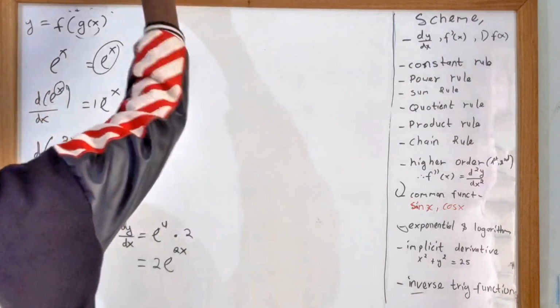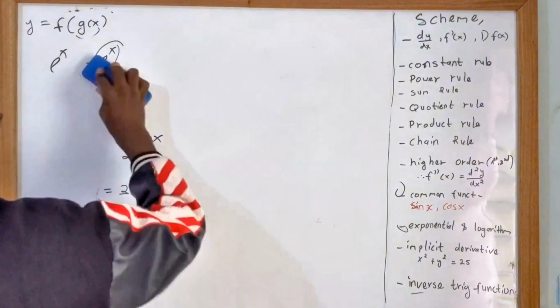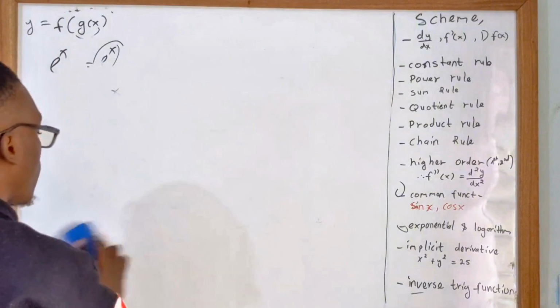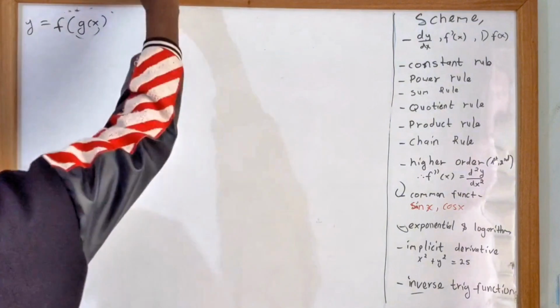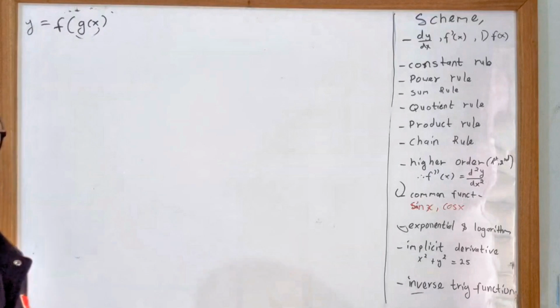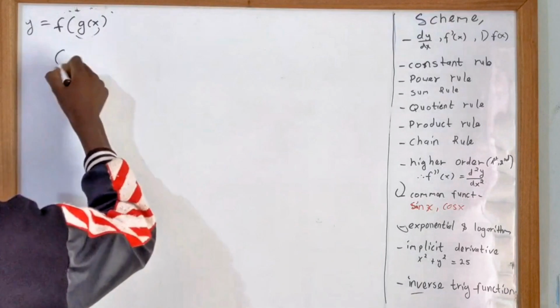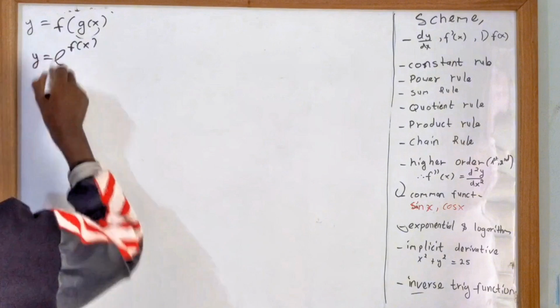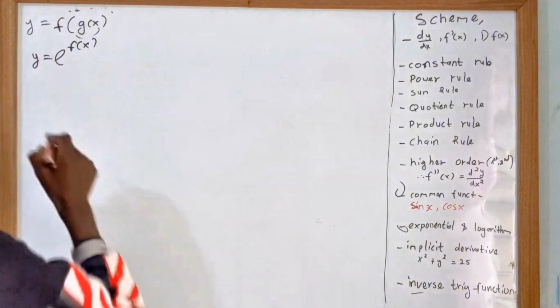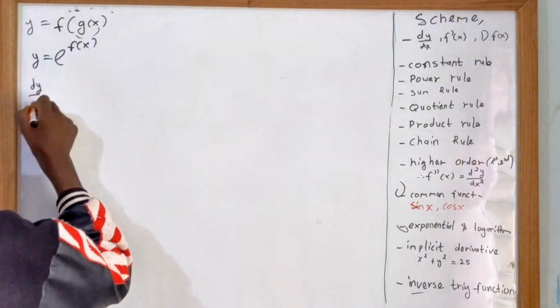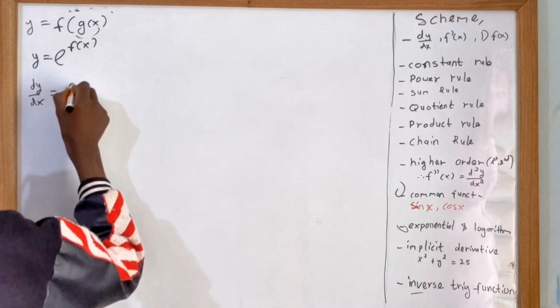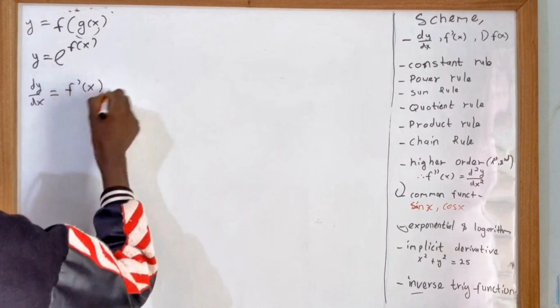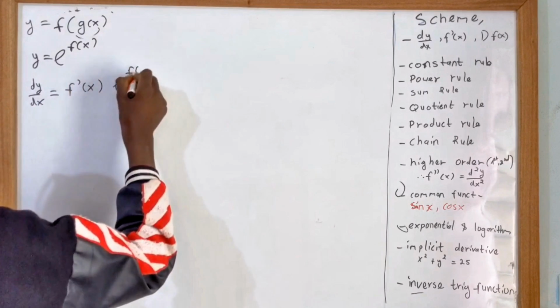Let's take a look at something better. We'll come out with the typical formula that we want to master, or that we are going to be using while solving this. A typical formula can be: if you have y is equal to e to the f of x, the derivative of this, dy over dx, is equal to f prime of x times e to the f of x.